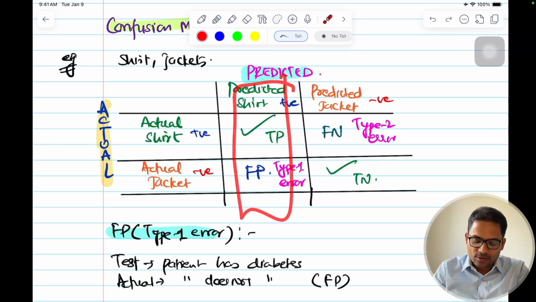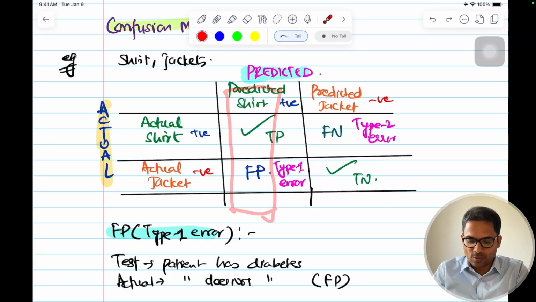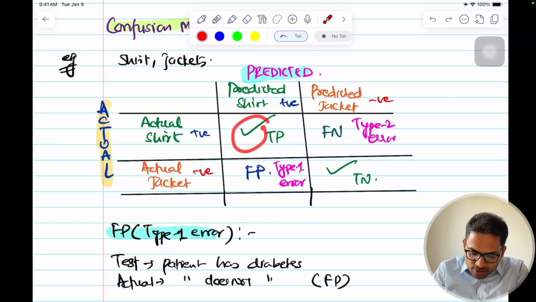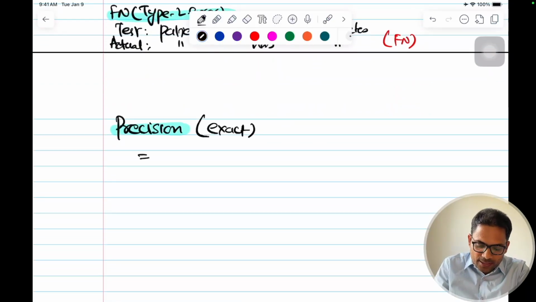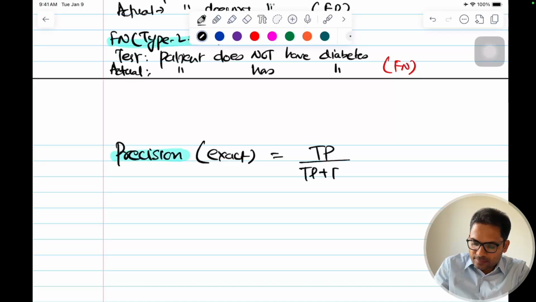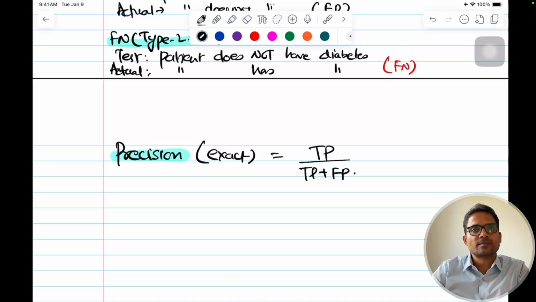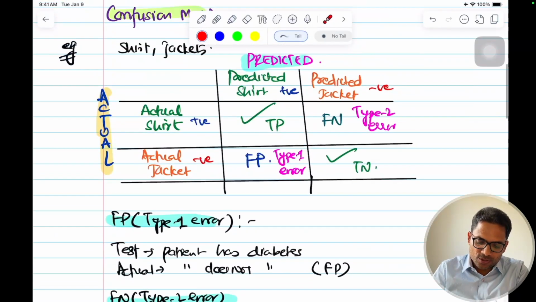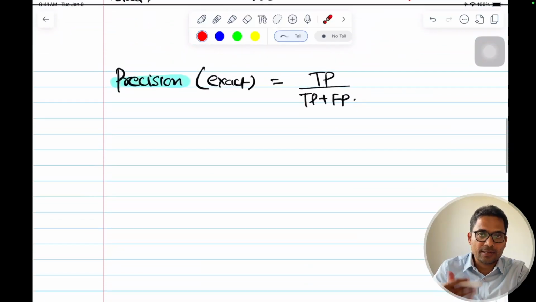Of all the predictions made by the model that these are shirts, these were actually shirts, true positives. These are false positives, these are not shirts. So what is precision? The ratio will be true positive divided by true positive plus false positive. I hope this is clear. It measures the quality of your predictions. Out of all the predictions you made for the positive class, how many were actually positive? Of all the predictions you made about the shirt, how many were actually shirt? These were falsely declared as shirts.